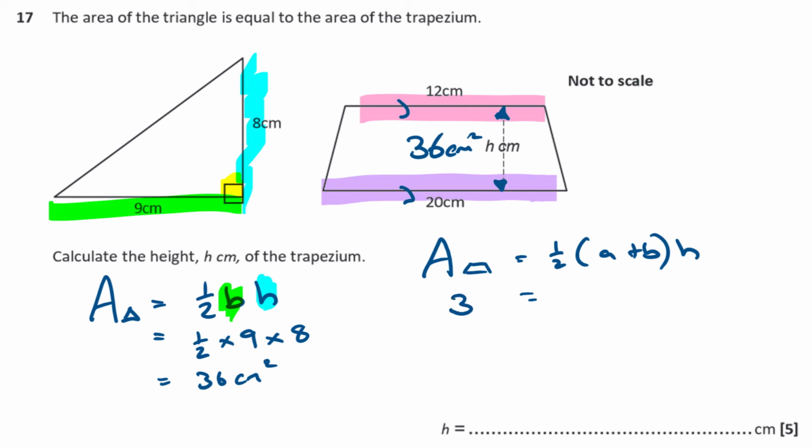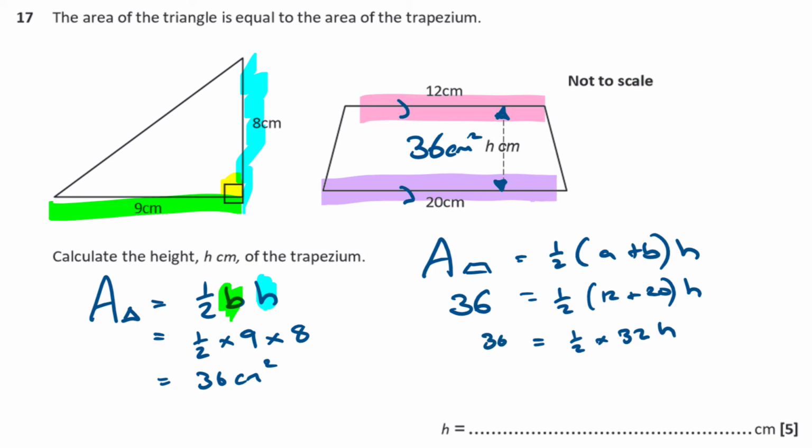Okay, so we know the area already. It's 36. We know a is 12. We know b is 20. What we don't know is h. Okay, well, that's what we need to find. Okay, so let's just think this through. 12 plus 20. What's 12 plus 20? That's 32. So half times 32 times h is equal to 36.